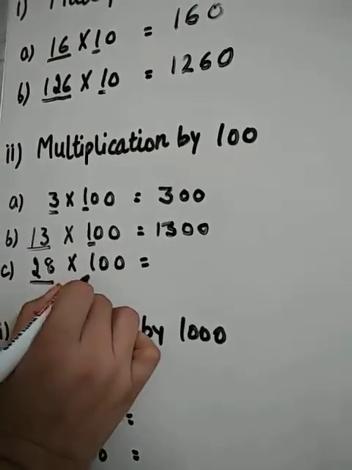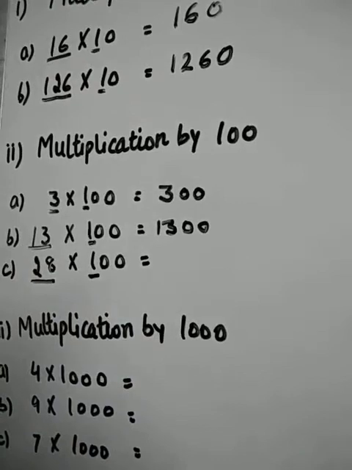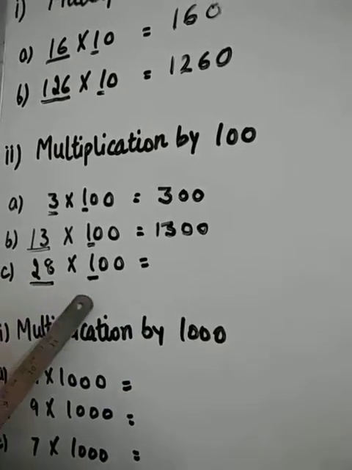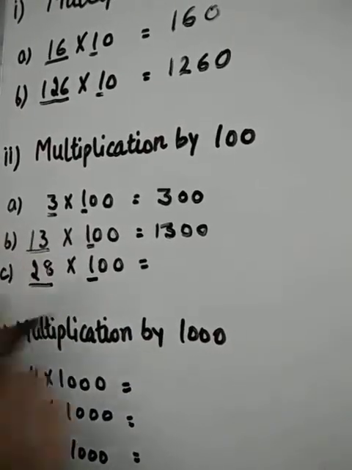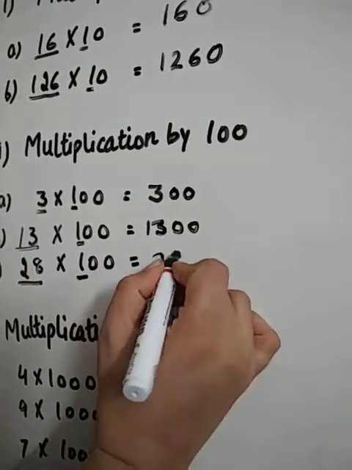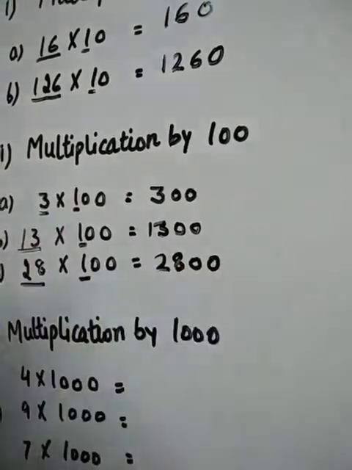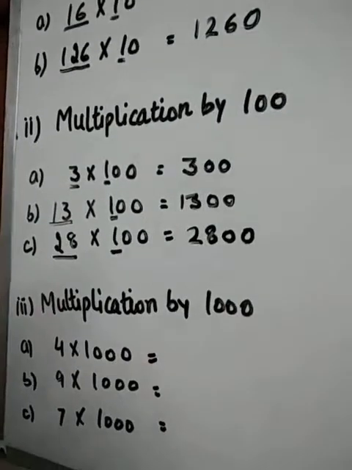Now C part is 28 multiplied by 100. So the numbers are 28 and 1. It means I will multiply 28 by 1. 28 ones are 28. And how many zeros are there? 2 zeros are there. So the answer is 2800.